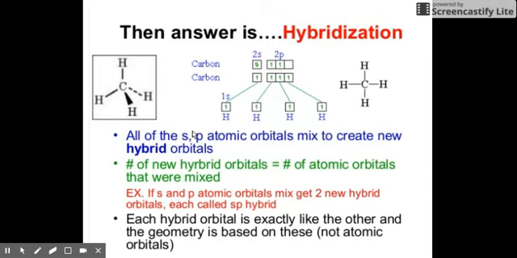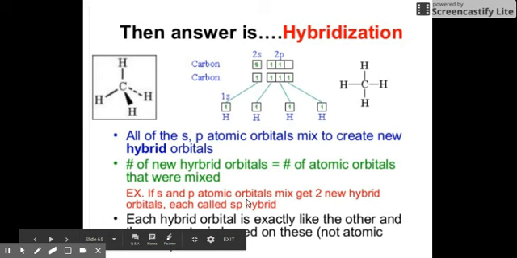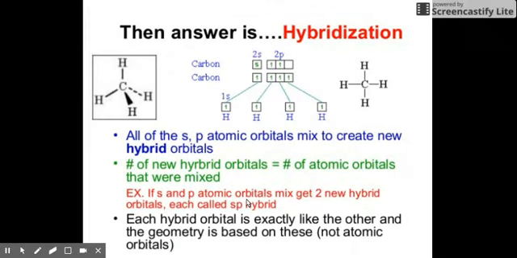The concept of hybridization is that atomic orbitals, not just s and p, the other orbitals also hybridize, but since we're talking about carbon here, it's just s and p atomic orbitals, mix to create new hybrid orbitals. Take note that the number of new hybrid orbitals is always equal to the number of atomic orbitals that were mixed. So if you have s and p atomic orbitals mixed, you get two new hybrid orbitals. How do you name them?